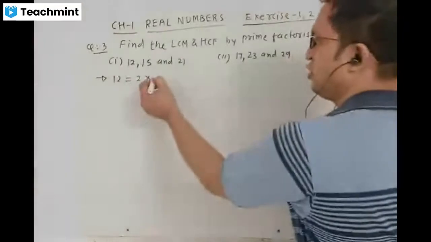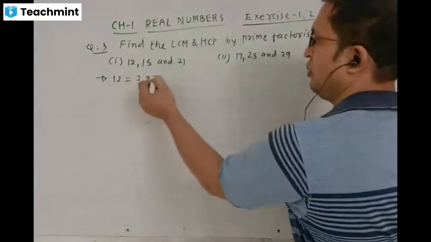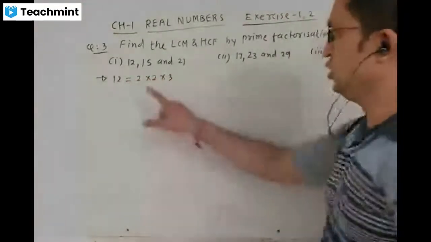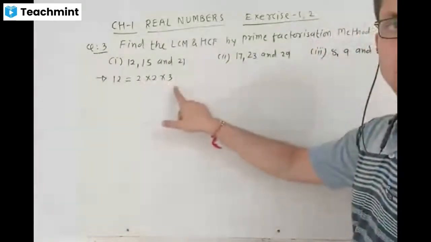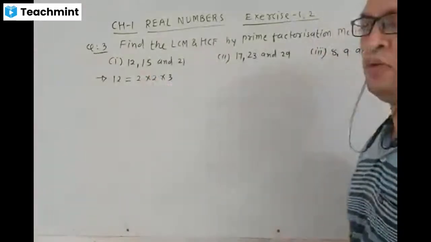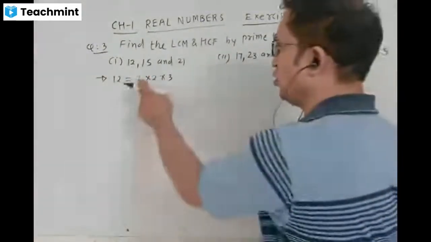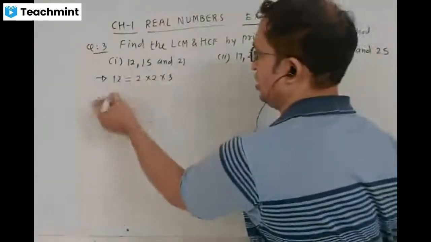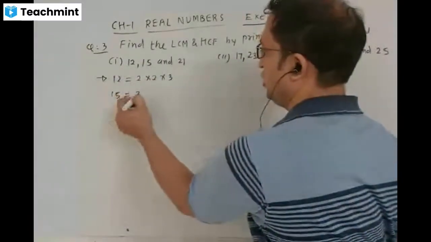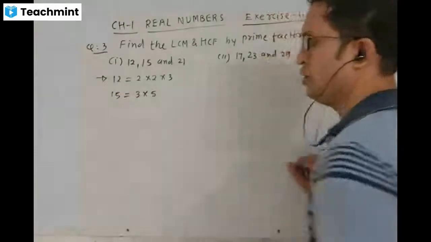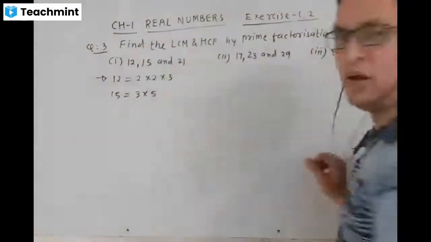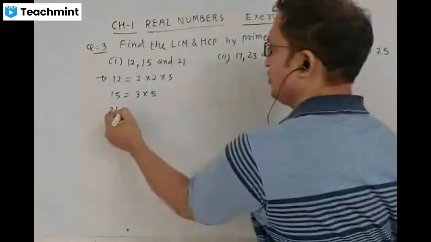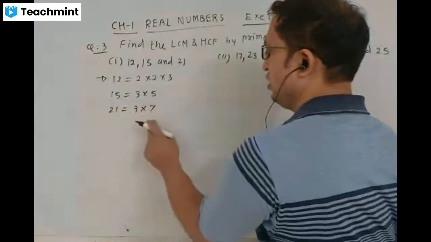Or 6 is 2 into 3. 2 multiply 2 multiply 3. 2 2s are 4, 4 3s are 12. Therefore, the prime factorization of 12 is 2 multiply 2 multiply 3. Prime factors of 15 are 3 multiply 5. And prime factors of 21 are 3 into 7.